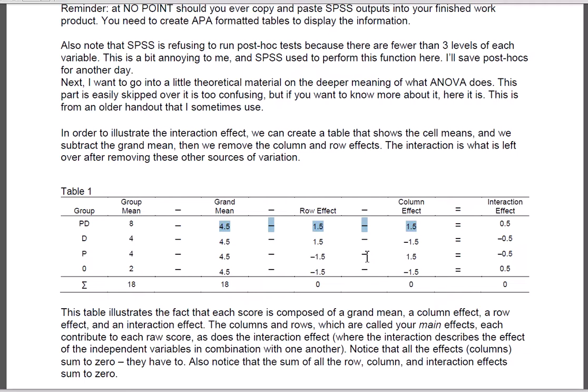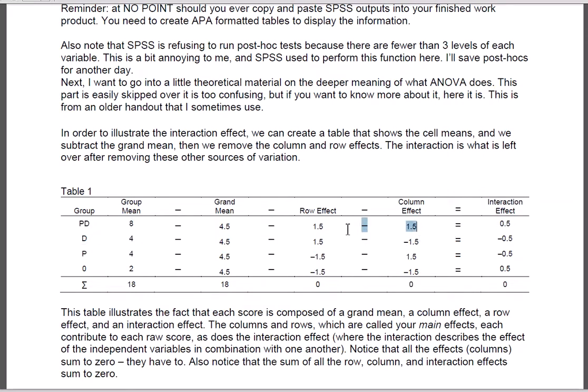So in other words, what we're doing is we're taking the group mean of 8 and we're subtracting 7.5 from that. That's just adding up these different parts here: 4.5 plus 1.5 plus 1.5 is 7.5. So now, when we remove these three things, the grand mean, the row effect, and the column effect, from this cell, where the mean is 8, what we're left with is 0.5.